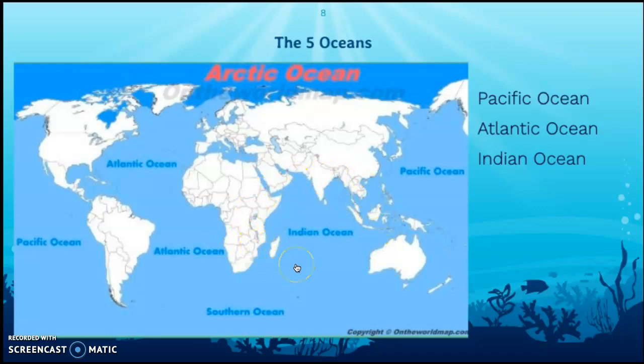These three, the Pacific, Atlantic, and Indian, are sometimes called the major oceans. The other two are much smaller. The Southern Ocean circles around Antarctica. This used to be called the Antarctic Ocean, but people are moving toward calling it the Southern Ocean. And the smallest ocean of all is the Arctic Ocean, which circles around the North Pole.